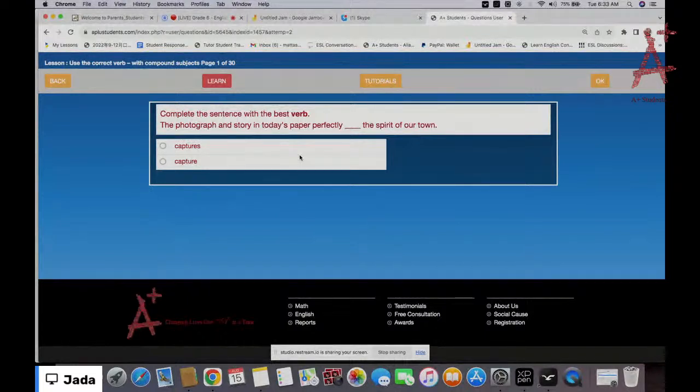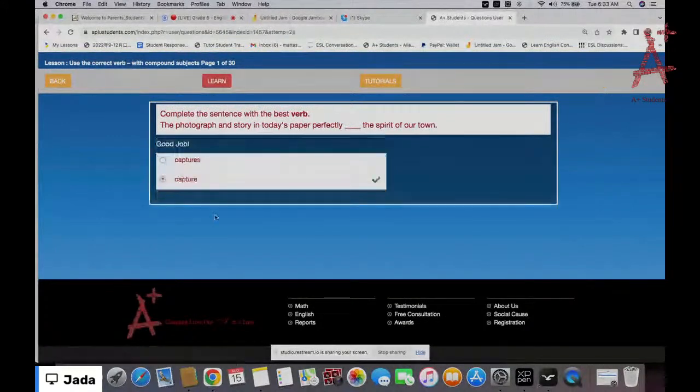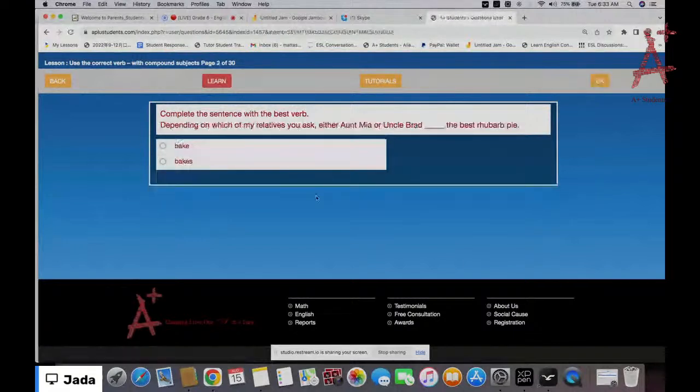The photograph and story in today's paper perfectly dash the spirit of our town. The photograph and story in today's paper perfectly dash the spirit of our town. So what's going to be the correct verb here? We don't know if it's going to be captures or capture. So let's just choose. Okay, so it's correct: capture.